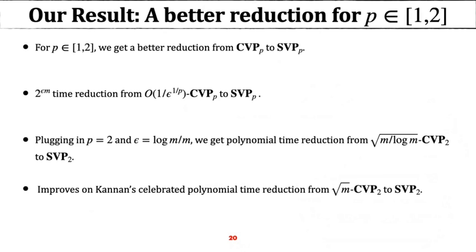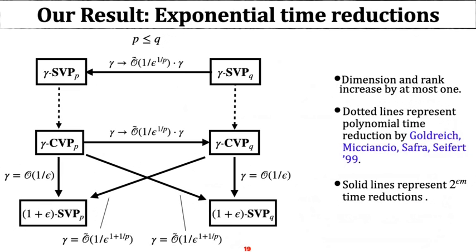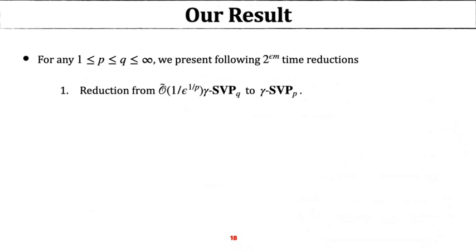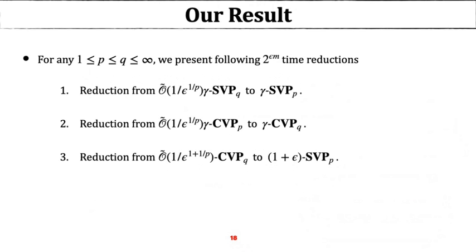In the rest of the talk, I will discuss at least a variant of our third reduction, which is from CVP in a larger norm to SVP in a smaller norm. So now let's talk about this reduction. We start from an already known idea, Kannan's embedding.